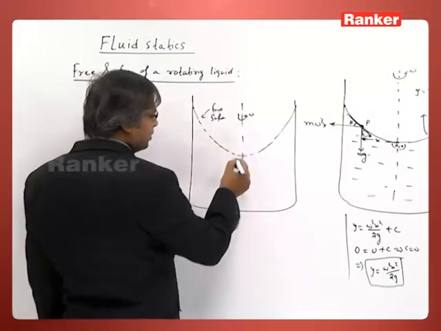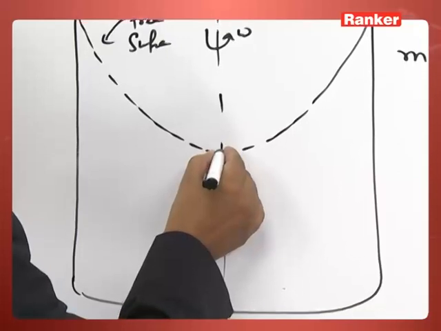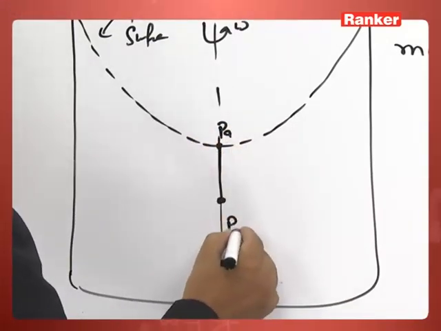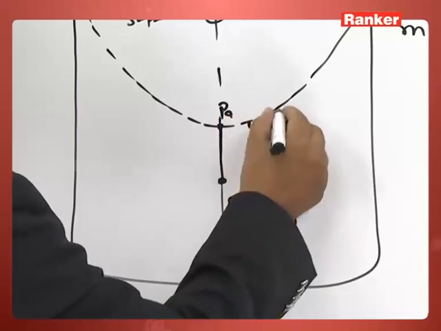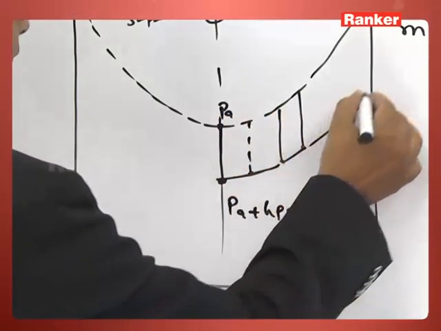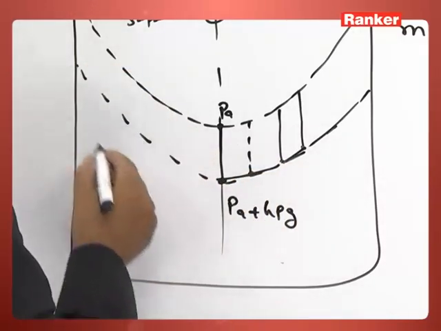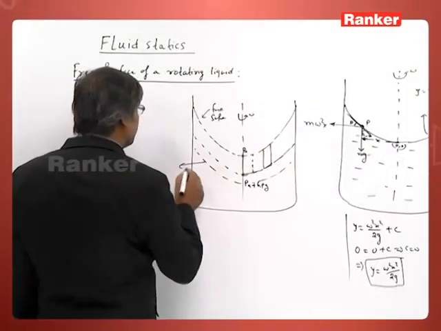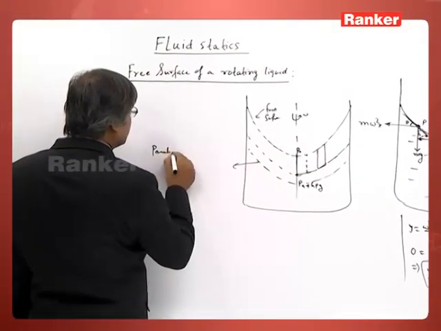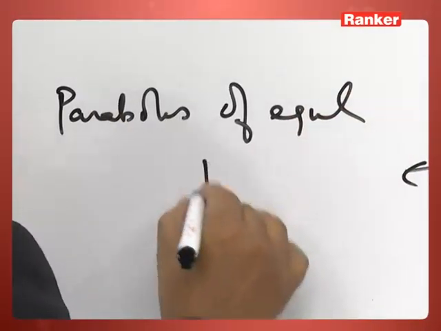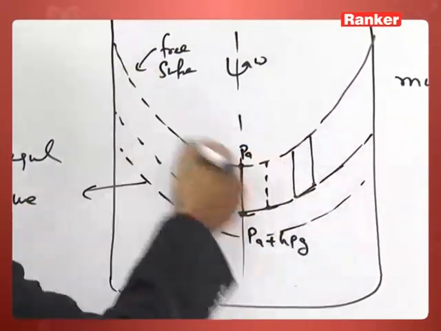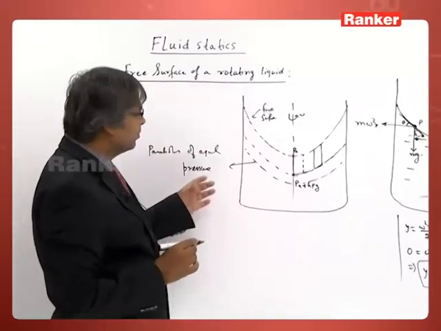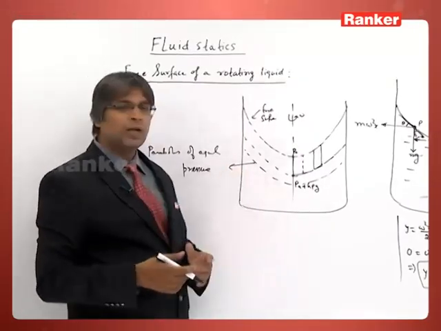So, you see, if I want the pressure at this point, this is atmospheric pressure Pa, this point will have Pa plus H rho g. Similarly, another point which is at the same distance from here. So, again if I draw, this will be again a parabola. So, these are parabolas of equal pressure, that means all the points on these parabolas will have the same pressure, which are parallel to the free surface. We sometimes use this property to solve certain types of problems.